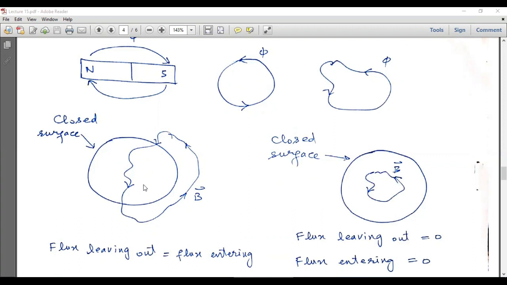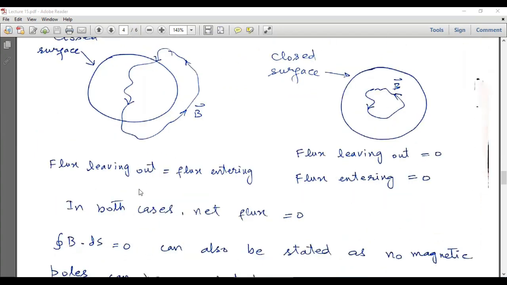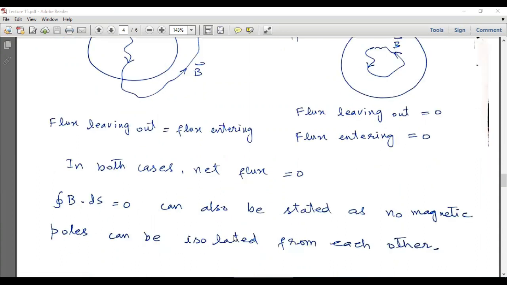If we constitute such a closed surface in which part of the magnetic flux lines are within this closed surface and part of those magnetic flux lines are outside this closed surface, then we will have such a scenario, and you can see the magnetic flux lines are entering the closed surface and they are also leaving out of this closed surface. So in this case, flux leaving out is equal to flux entering, but the net magnetic flux leaving out or leaving in is again equal to 0. So that's why the closed surface integral of B dot ds is equal to 0, and that can also be stated as no magnetic poles can be isolated from each other.